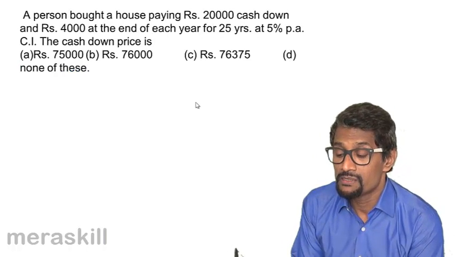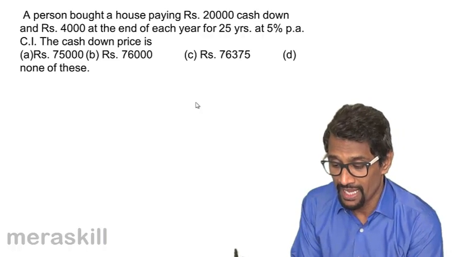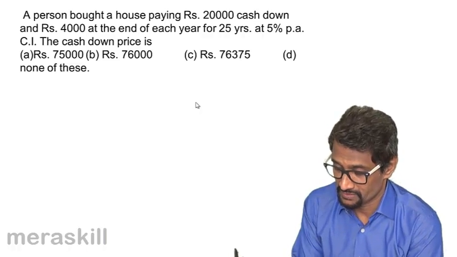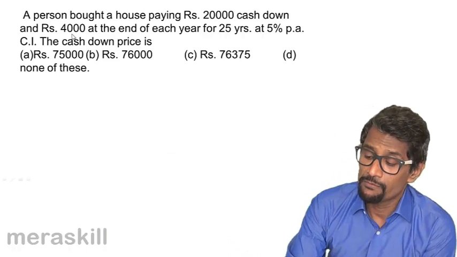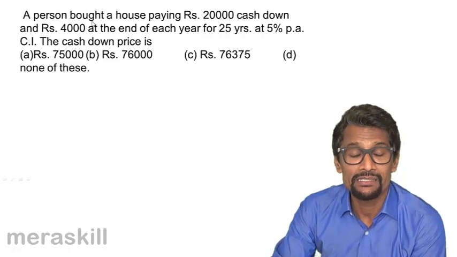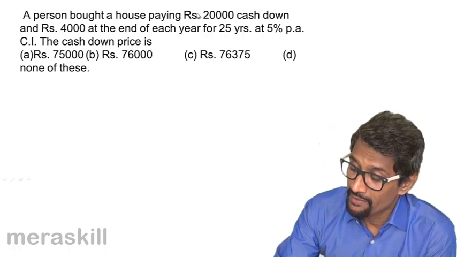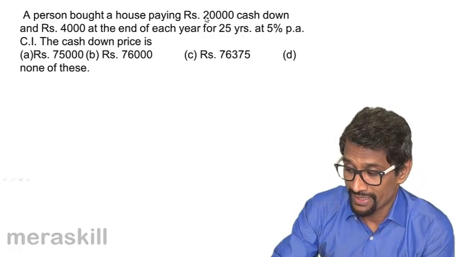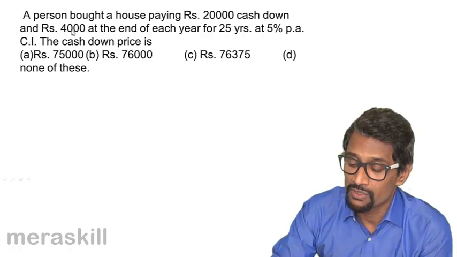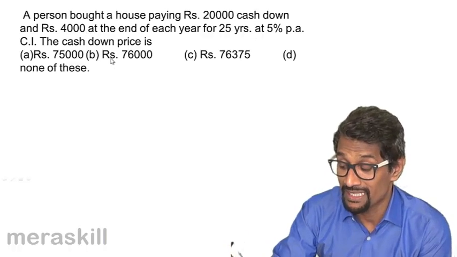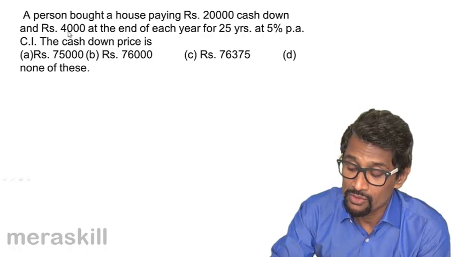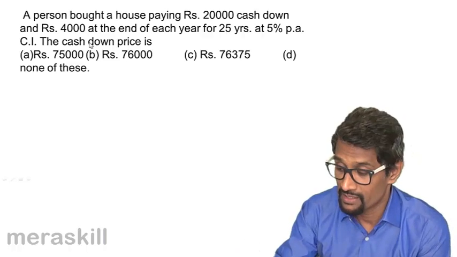Now we have a person who bought a house paying 20,000 cash down and rupees 4,000 at the end of each year for 25 years at 5%. The cash down price is what? He is paying 4,000 at the end of each year, and he is obviously taking some loan to pay the balance beyond 20,000. So 20,000 rupees has been paid, and the balance amount, say X, is being paid in terms of 4,000 rupees at the end of each year for 25 years, which means that balance amount is actually the present value. So we need to find the present value of the annuity of 4,000 for 25 years at 5%.